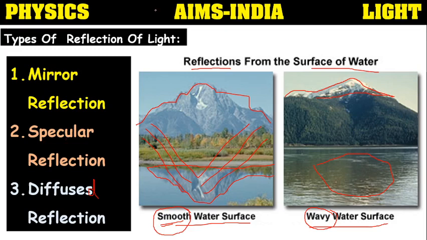But in the case of a wavy water surface, as the water is moving, suppose one light ray is coming like this, it will be reflected like this. One ray is coming like this and it will be reflected in another direction. The parallel beam which is coming and hitting the water surface may be reflected in different directions. Because of these different directions, the parallel beam after reflection is not following a regular pattern, so that's why we are not able to see the mountain range as it is. So that is called diffuse reflection or irregular reflection.